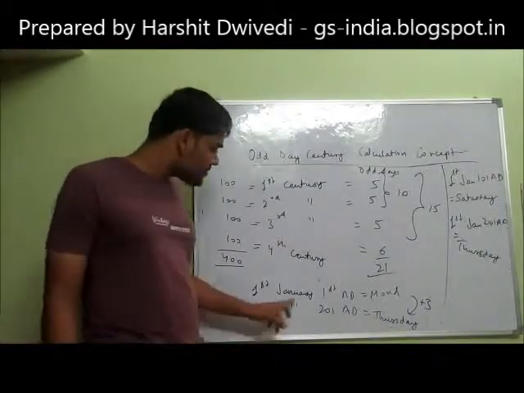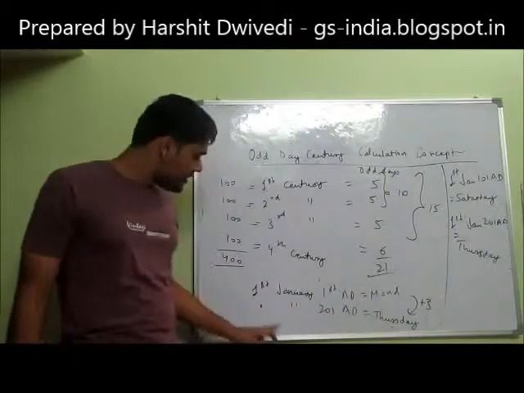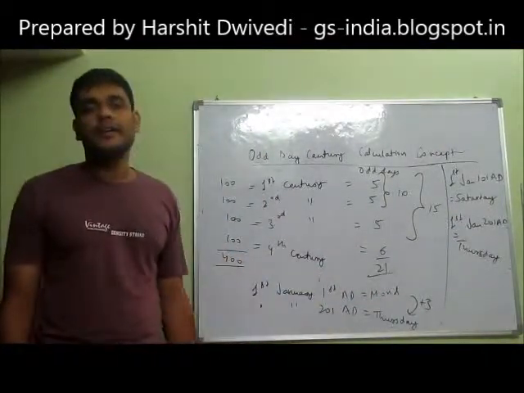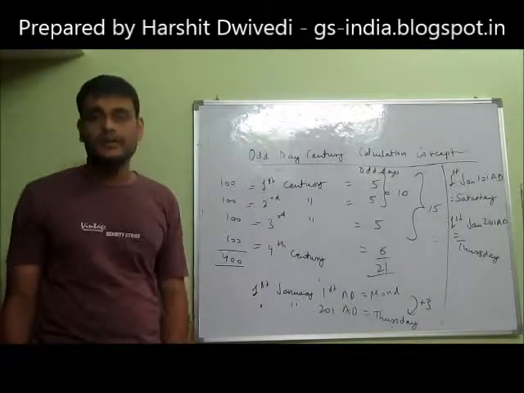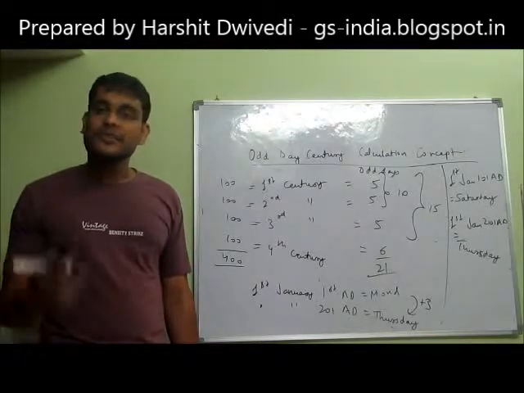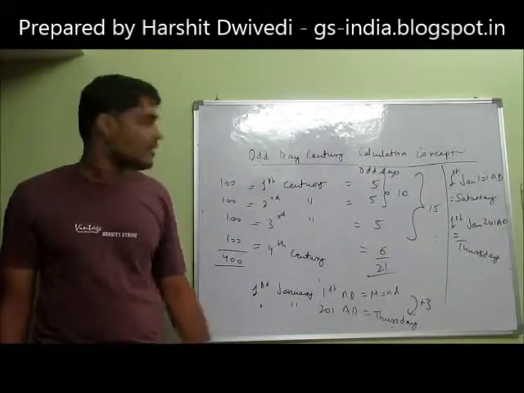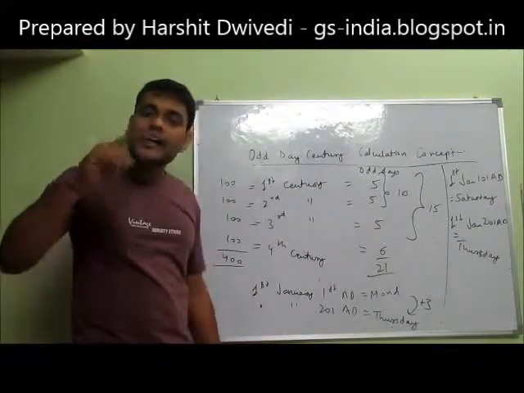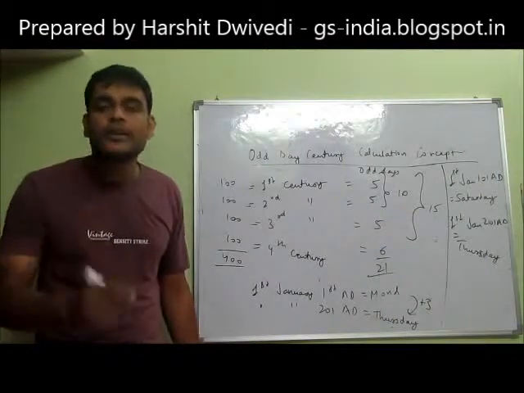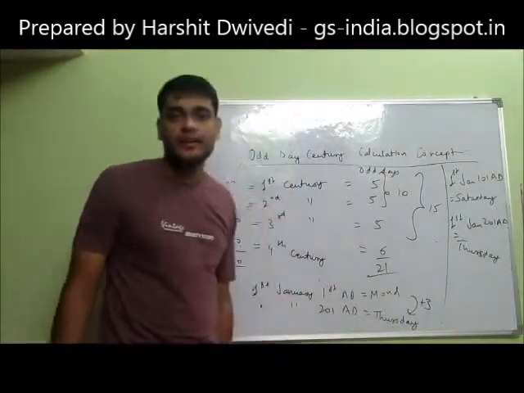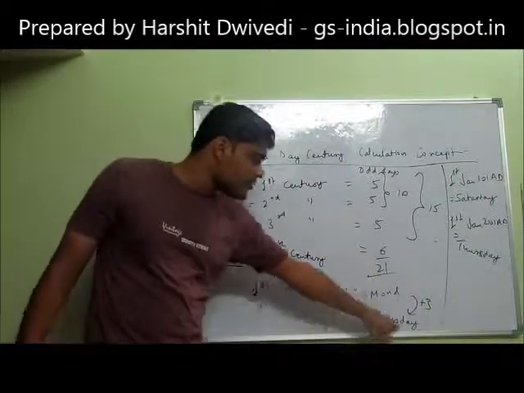So if 1st century 1st AD is Monday, and we have to calculate 201 AD. So what is the intervening period? The intervening period is 200 years. That is the first 2 centuries. And what is the cumulative effect of that 200 years? 10 odd days, which ultimately buckles down to 3 odd days. So what we have to do? We have to increase this Monday by 3. That is 3 days afterward, which will come out as Thursday.